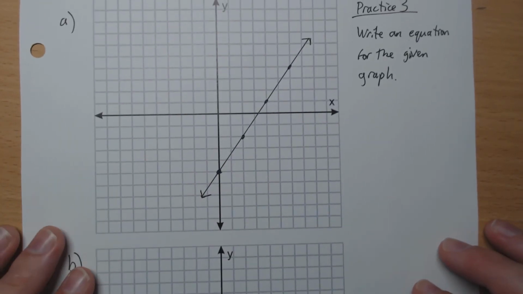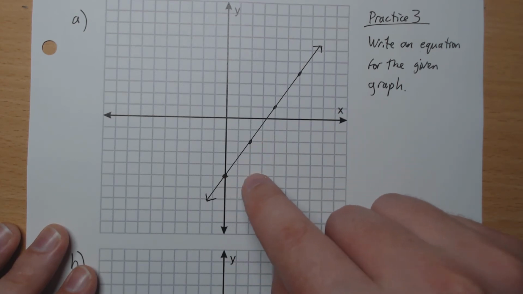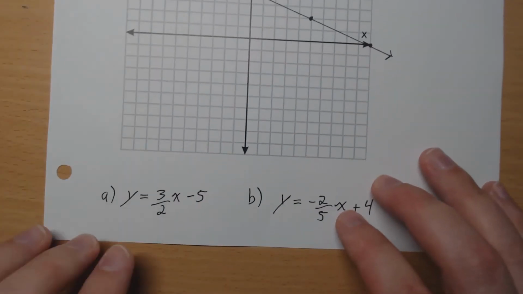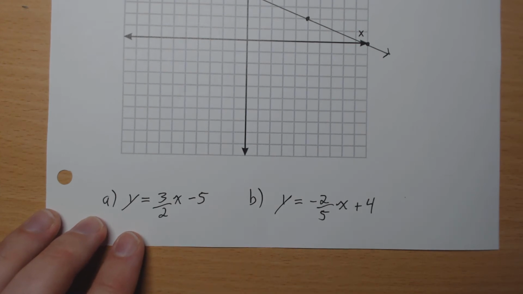Okay, so for A, we notice that we're starting at negative 5. And so the next one is 2 over 3 up. 2 over 3 up, like that. And so that's what we have. 2 over and 3 up, x, y-intercept minus 5, like that.